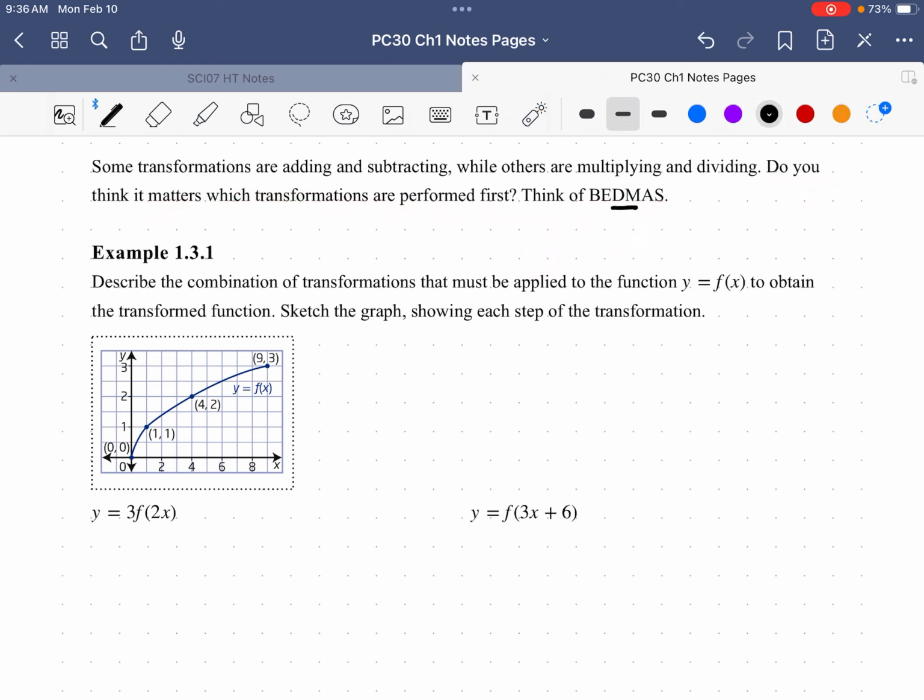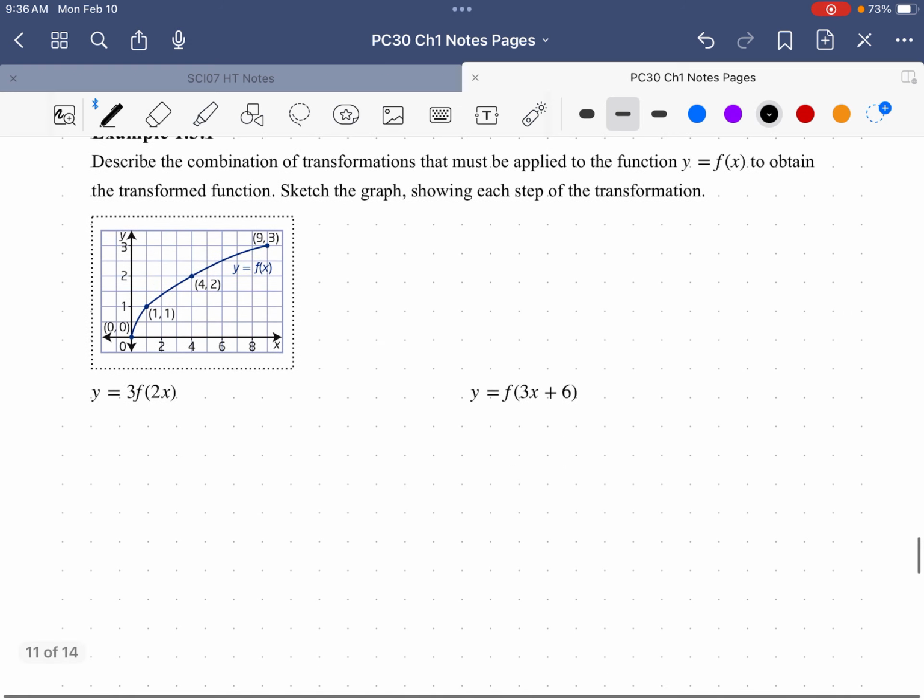Dividing and multiplying, these are stretches. These are shifts. Stretch before you shift. Shift is moving around, stretching is stretching it out. So stretch before you shift.